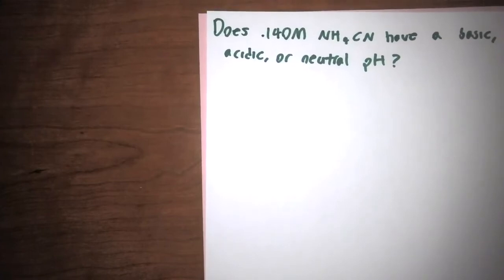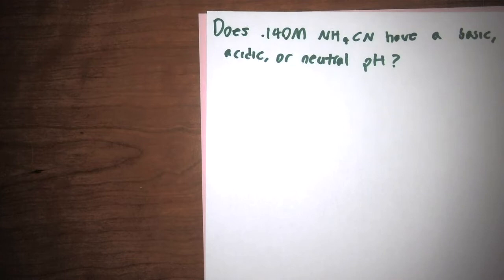All right, my last problem for the night is kind of a multiple choice. There is some math, but it's not as in-depth as the last two. So we are given 0.14 molar NH4CN. Don't know what that is. Ammonium, don't even know. Have a basic, acidic, or neutral pH. So we're given a molarity of something, and we need to find if it's basic, acidic, or neutral. Interesting. How would we start?